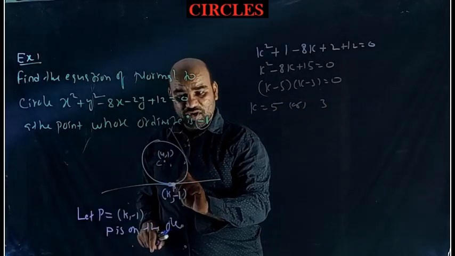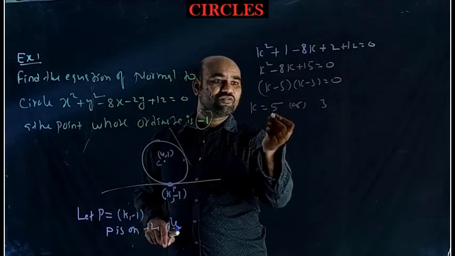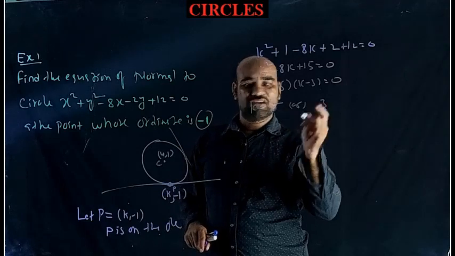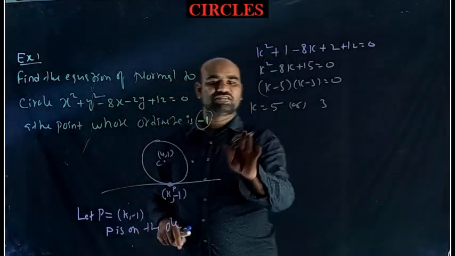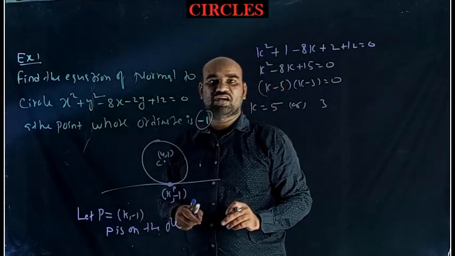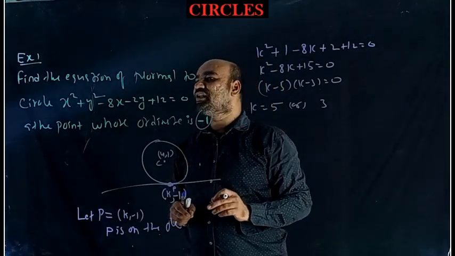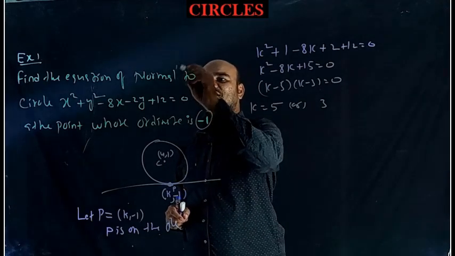So at this point we need to draw the normal. At this point also we need to draw the normal, once K is equal to 5 and K equal to 3. Okay, so we are getting two K values, which means automatically 2 points on the circle you will get. At those 2 points you want to find the normals, which means there exist two normals.